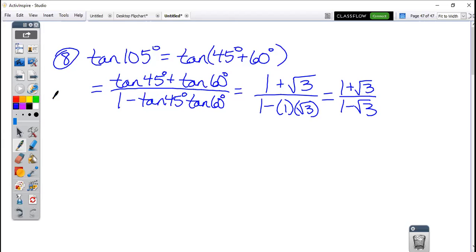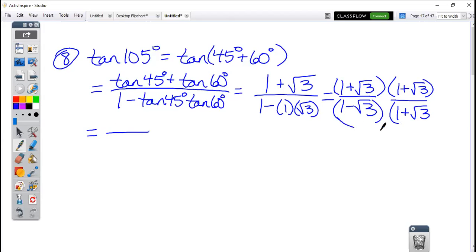So we need to multiply by the what? Conjugate. Excellent. What is the conjugate? Not 1 minus square root of 3, but 1 plus square root of 3, on top and on the bottom. Okay? So the bottom, you get 1 times 1 is 1. Negative square root of 3 times positive square root of 3 is negative 3.